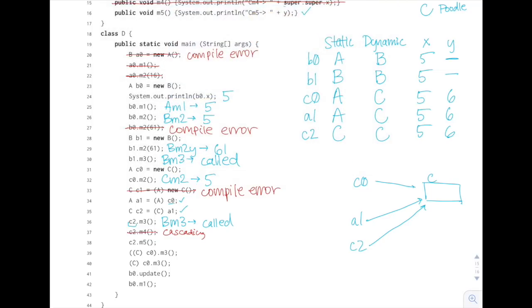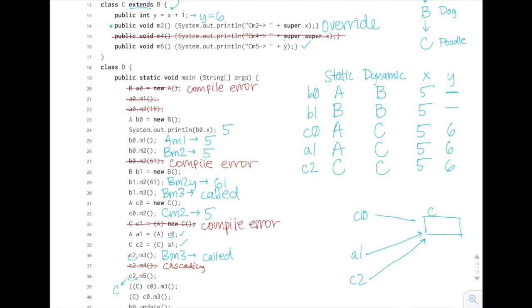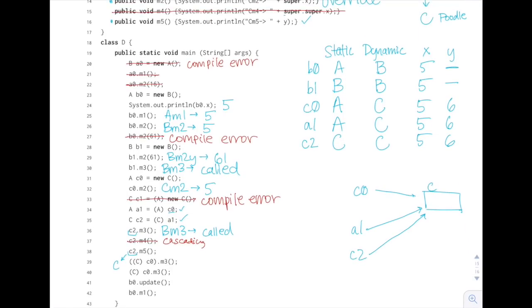Okay, moving on, almost done. C2.M5. All right, so same thing. What is the static type of C2? It's a C. We look in the C class for an M5 method, and we find it there. Nothing exciting about this one. And then during runtime, we call C's M5 method, and it prints out CM5 and then Y. And C2 has a Y. It is 6.